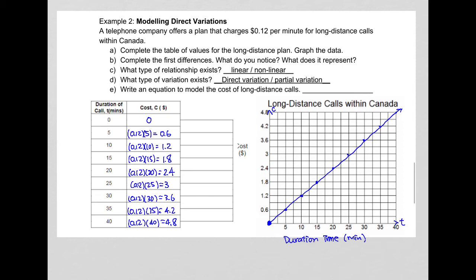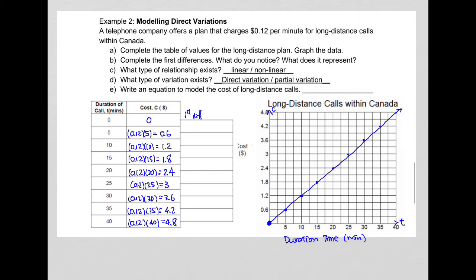So let's look at the first differences. So what are the first differences? The first differences are talking about the differences between the y values. That means how much do you go up each time. So let's look at the first difference. The first difference will be from 0 to 0.6. So from 0 to 0.6, we're going up by 0.6.